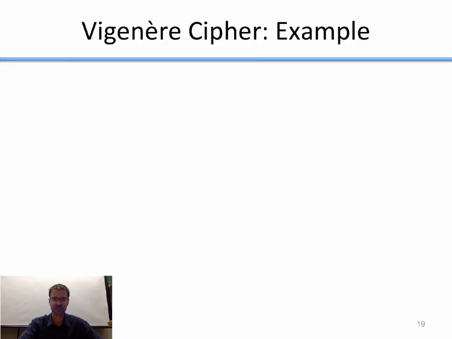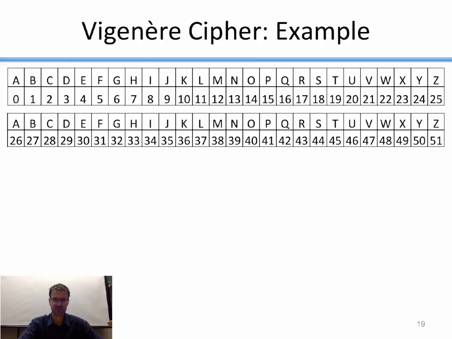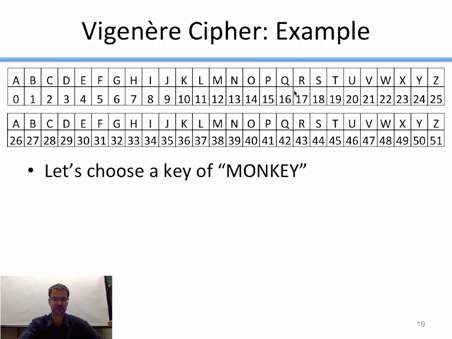So let's do an example of the Vigenère cipher. I'm going to expand my little cheat sheet up at the top because we're going to be doing a lot of modulo arithmetic. This just makes my life easier. So I have A through Z, 0 to 25, and then A through Z, 26 to 51. It's just going to help us with the math. So let's choose the key of monkey. Monkey is currently my youngest son's favorite word, so we're going to use that as our key.